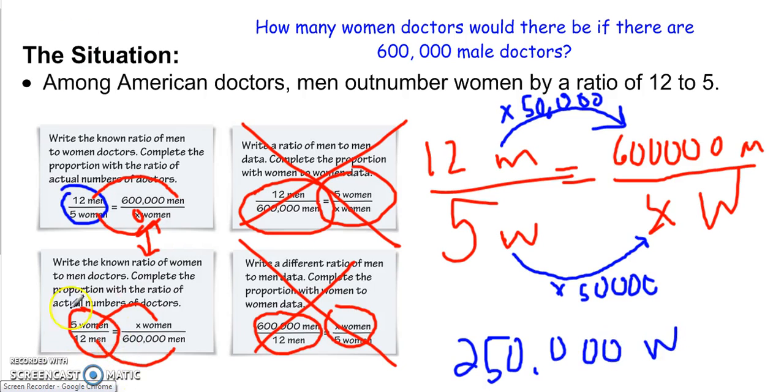If I would do the same thing with the other one, again, I would take 600,000 divided by 12. I'm going to get the same scale factor, times 50,000. It all depends on which one I put on the top and which one I put on the bottom, and it doesn't matter which one you do.